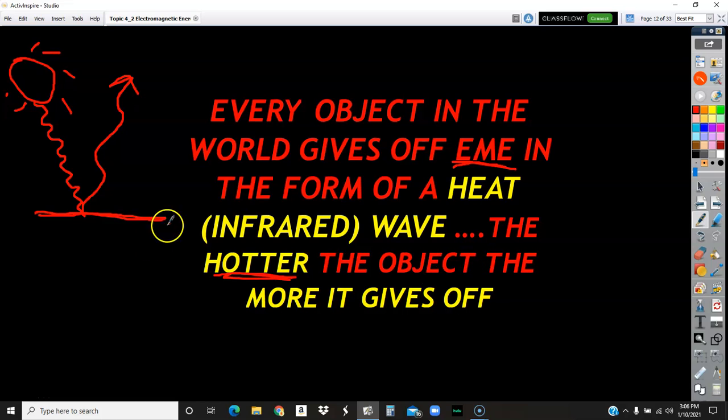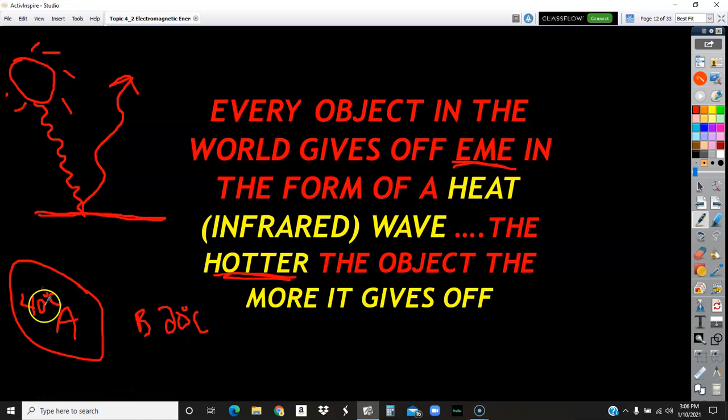They'll do a Regents question where they'll give you two objects. Say object A and object B are sitting in a room. Object A is 40 degrees Celsius and object B is only 20 degrees Celsius. Which object has more energy to give off? A. And then why? Because it's at a higher temperature. Something like that. Pretty easy.